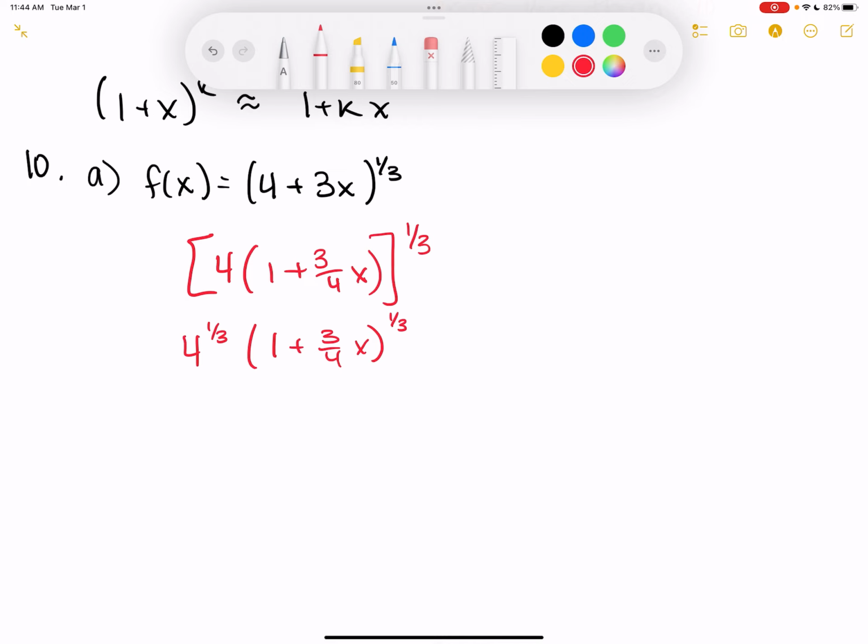But none of the other problems are like that. None of the other problems did they take out a number, which is why I feel like it might be a typo.